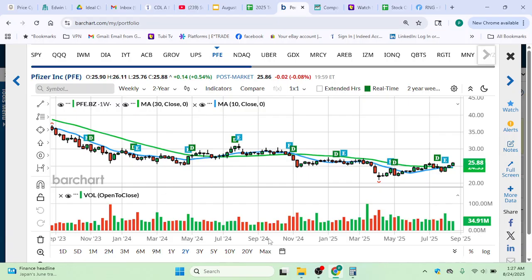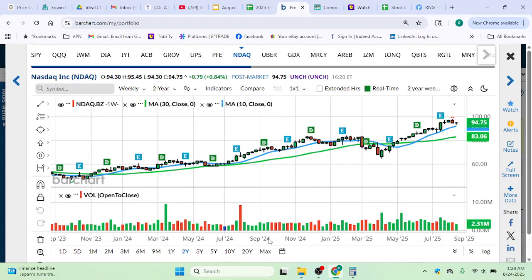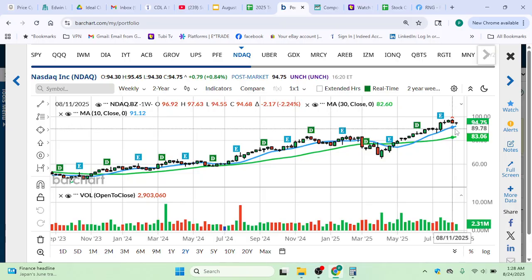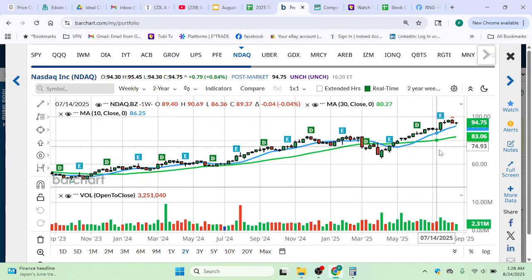Pfizer Pharmaceuticals have slowly started to make a turn. Pfizer's been beaten up pretty good, but it looks like a potential bottoming pattern on Pfizer. NASDAQ, the company, just made a new high last week, so it made a pullback here to this key moving average. So if that could flip back up, I think that would be a general good idea.